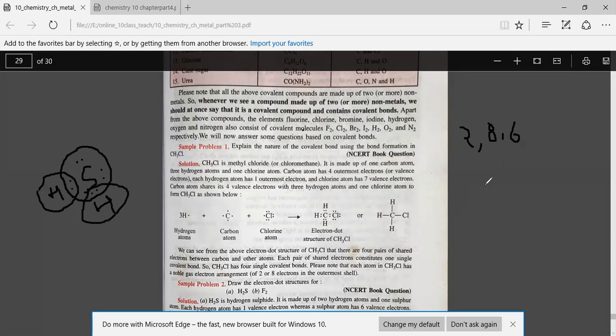So the electron dot structure of this H2S is S with dots, 1 2, 1 2, and this hydrogen, and this hydrogen. Okay, so this is the dot structure. Now draw the dot structure of fluorine gas, F2.